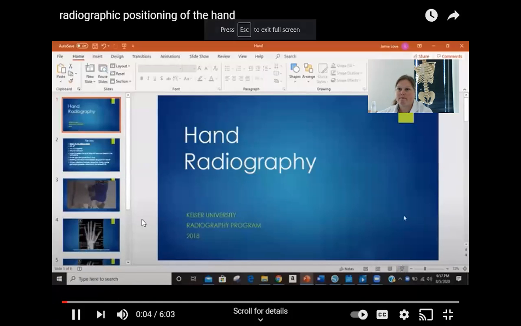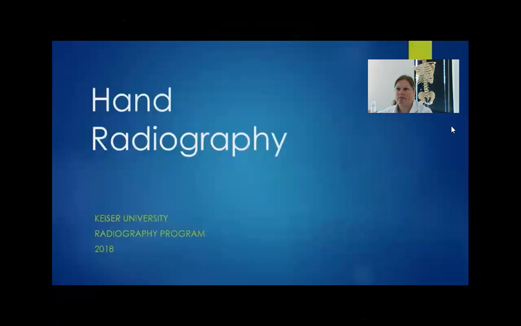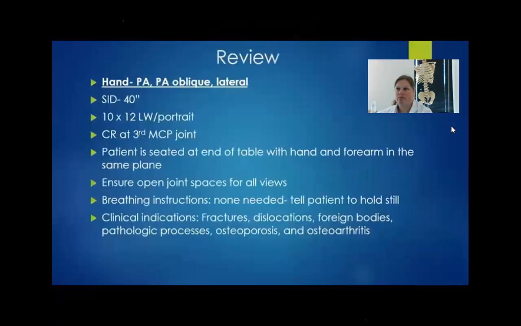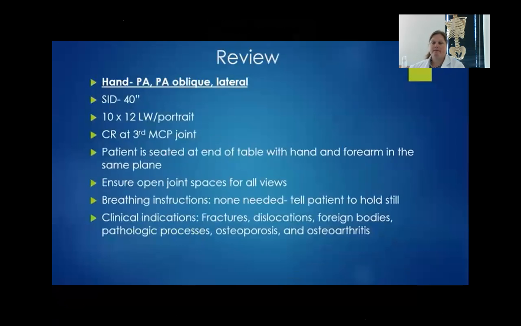The hand positioning. For the hand, we're going to do PA, oblique, and lateral. 40-inch SID for all of these. That's 10 by 12 portrait. Central ray is the third MCP on the PA and the PA oblique. The lateral is the second MCP joint, specifically, that's where it hits first. It's still going to be going through the third MCP, but the book states second MCP for that.